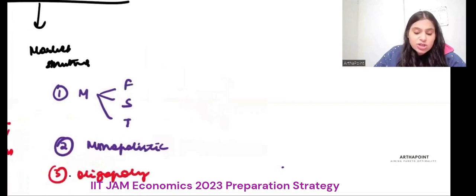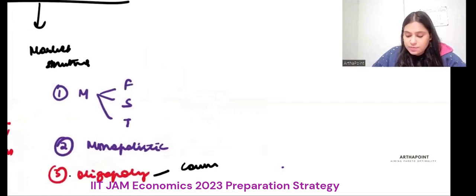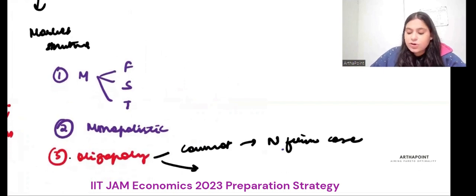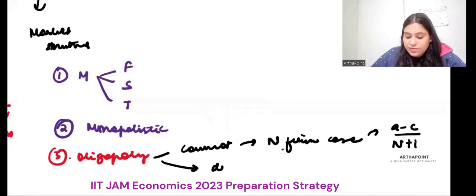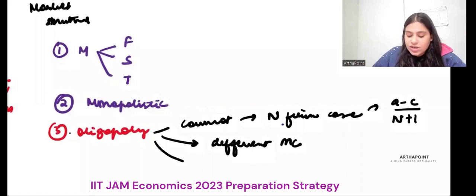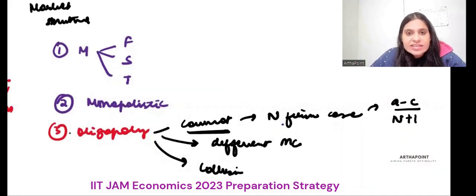Oligopoly में, especially when it comes to the Cournot model, इसमें please n firm case कर लेना. जैसे for example I have taught you, n firms each will sell quantity equal to (a minus c) upon (n plus 1). Then please do the different marginal cost case when firms have different MCs. Then similarly do a case of collusion. What if there are just 2 firms but they collude? They will act as a monopoly.